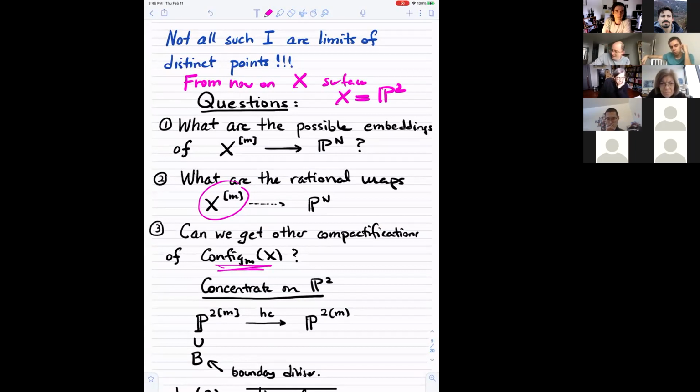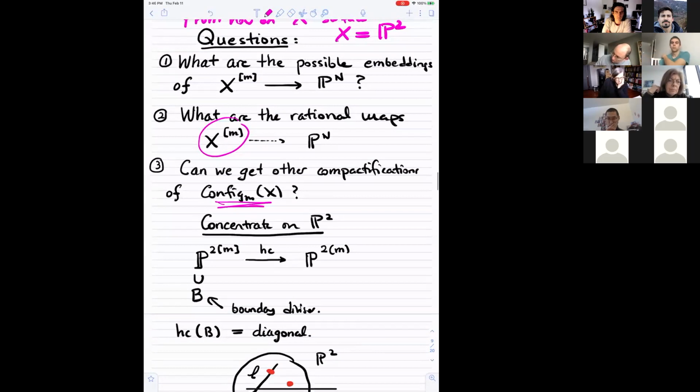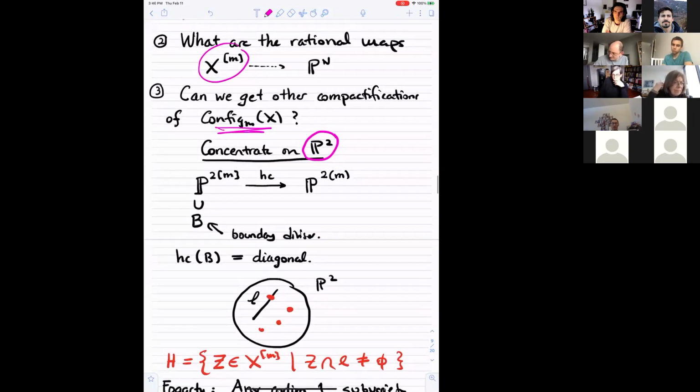All right. You can ask all these kinds of questions. And as I said here, I'm going to concentrate on P2. I'm going to try to phrase some of these questions as: what are special configurations of points on P2, on the plane, so that we can visualize? One of the nice things about the subject is that you can visualize some of these things to a certain extent.